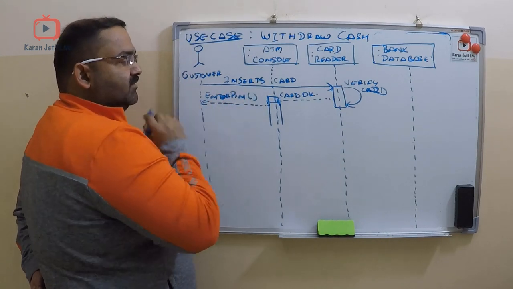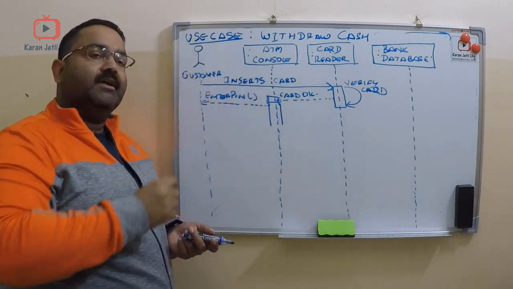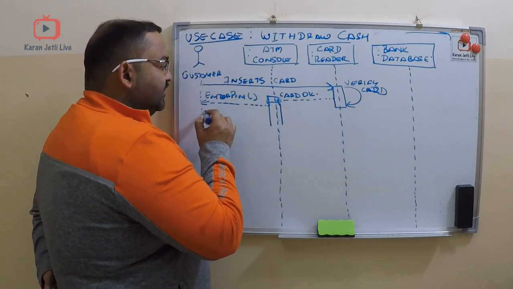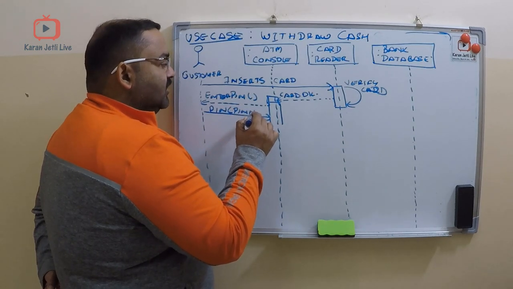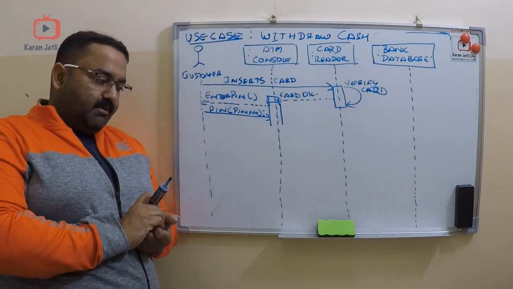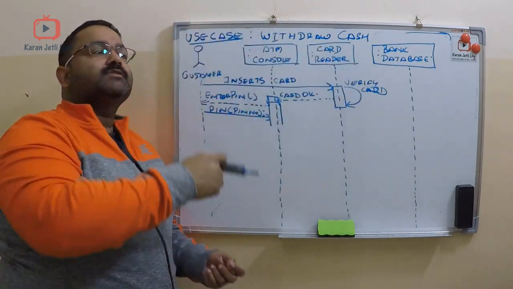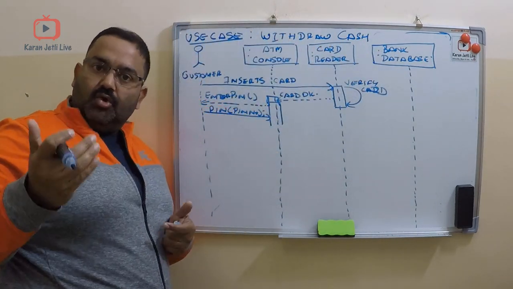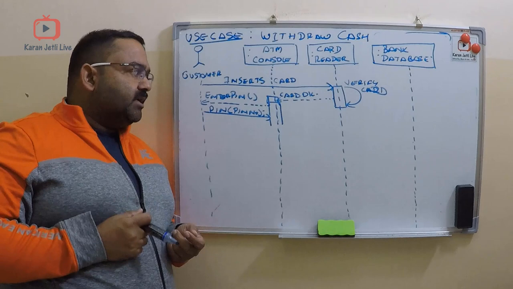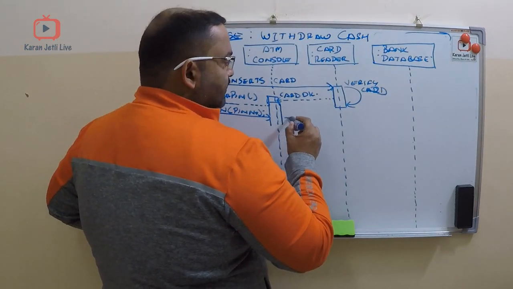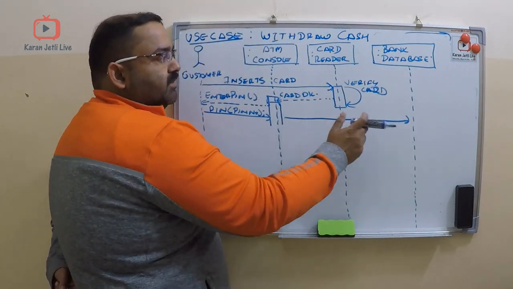Then you enter the PIN. Where do you enter the PIN? You enter the PIN using the ATM console. So you send them your PIN number. Now, how does the ATM console verify your PIN? It sends your PIN to the bank database, because all of our information is not stored in the ATM, it is stored in the bank database. So there is an input message which goes from the ATM console to the bank database.